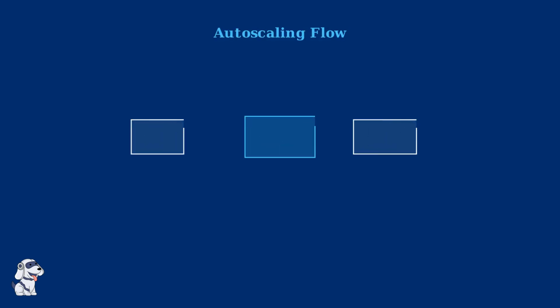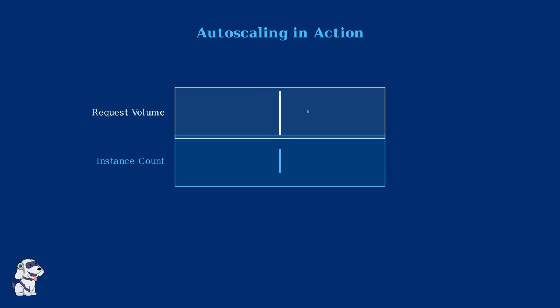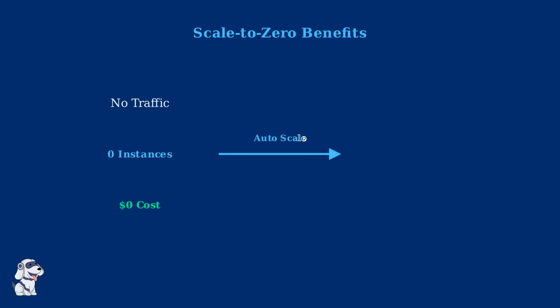Auto-scaling automatically adjusts the number of container instances to match incoming request rates. When traffic increases, new instances are created. When traffic decreases, instances are removed to optimize costs. Here we can see auto-scaling in action. The top graph shows how instance count automatically adjusts to match request demand. When requests spike, new instances are created. When traffic subsides, instances are scaled down to save costs. One of Cloud Run's most powerful features is scale to 0.